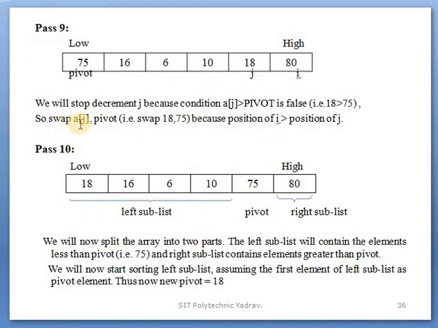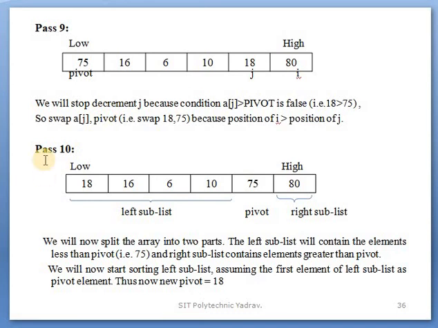Okay, swap a of j and pivot, that is swap 18 and 75. Clear that? Because position of I is greater than position of j. Okay, means what? In that 0, 1, 2, 3, 4, fifth position is I, fourth position is j. So fifth position means I is greater than 4, 5 greater than 4. So we swap the 18 and 75.